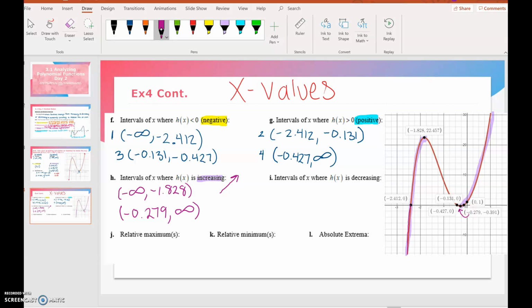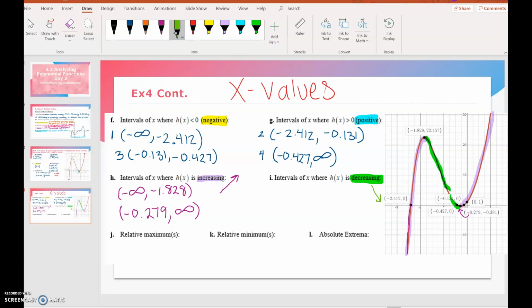So now let's look at where it's decreasing. So what does decreasing mean? That means when you look left to right on your graph that you're going down. So let's look here. We said this was going up, and now down, down, down, all the way to that point and up, up, up.